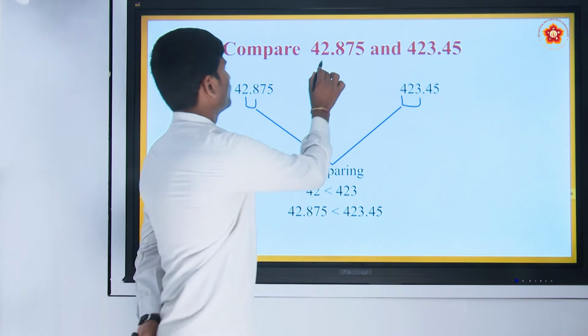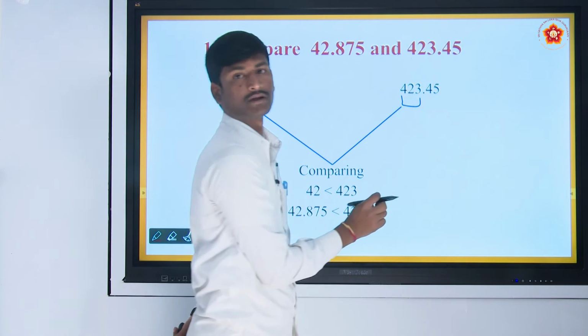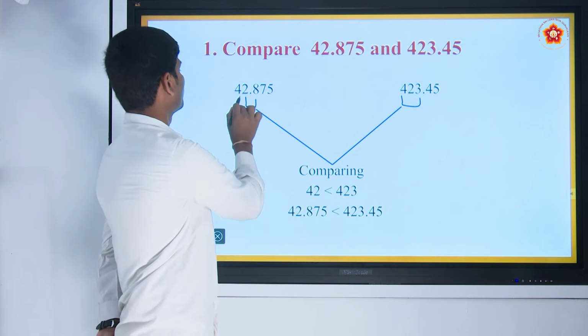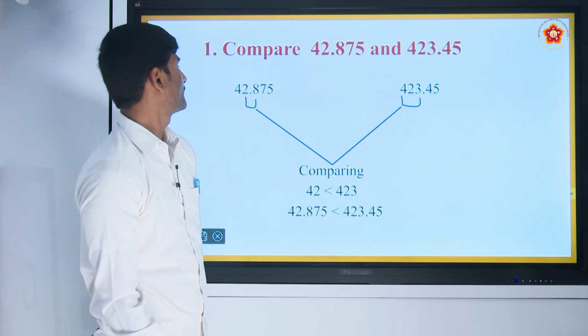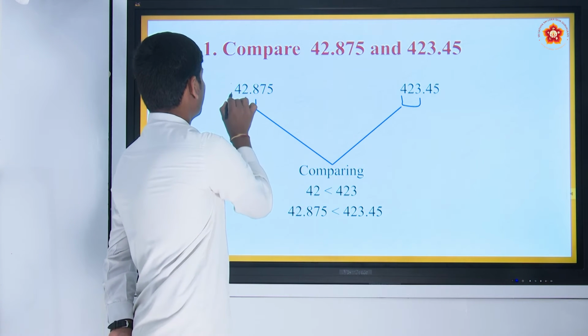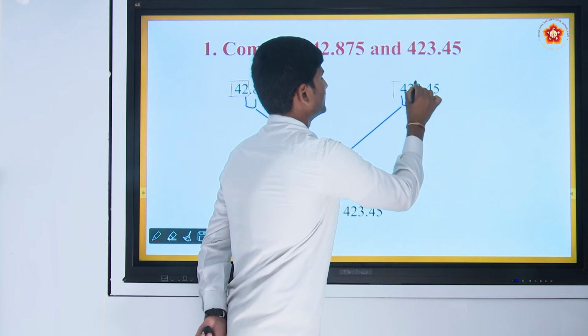Compare 42.875 and 423.45. Both are decimal numbers. Okay, we compare 42.875 and 423.45. First we compare the whole number part. Here the whole number is 42. Here the whole number is 423.